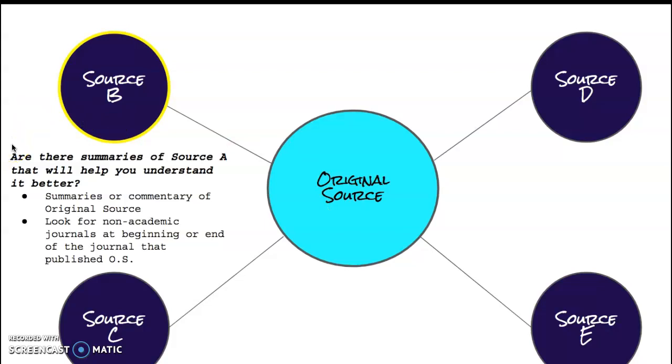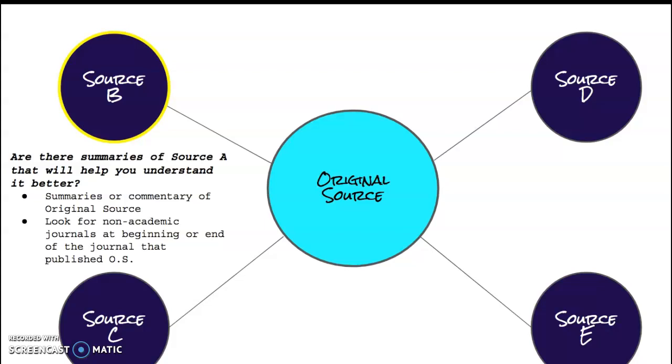is, are there summaries of your original source that will help you understand it better, right? So lots of times, especially if it's a primary article, if it's a research article, the person writing the journal article actually did the research. Typically, there's going to be a follow-up. There will be some sort of summary that some other author is going to write after they've read that original research. So summaries really help for a few reasons. Number one, it condenses things down a little bit. Number two, it's usually some simpler language as a secondary source, right? So you might look and see, are there any summaries of your original source?